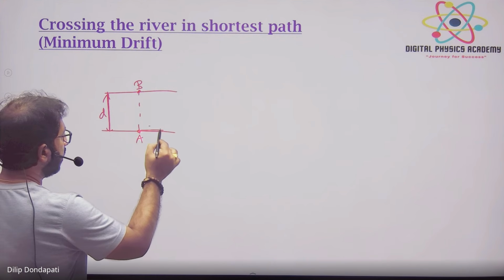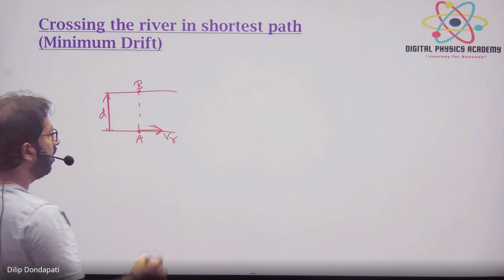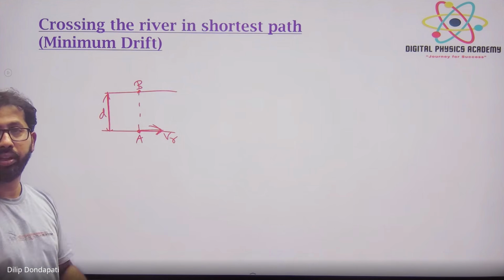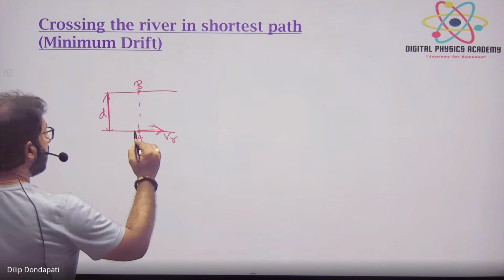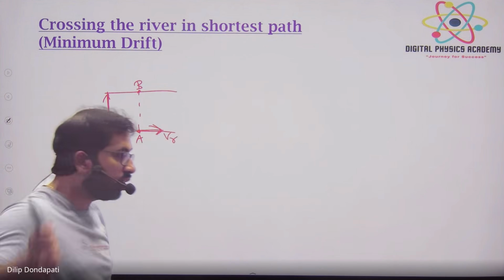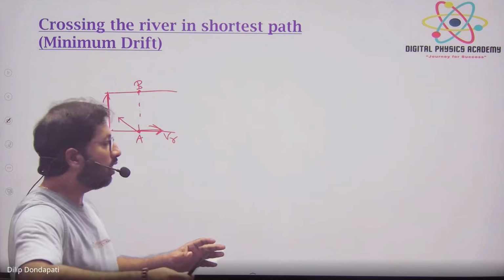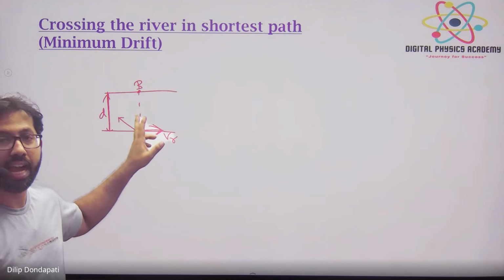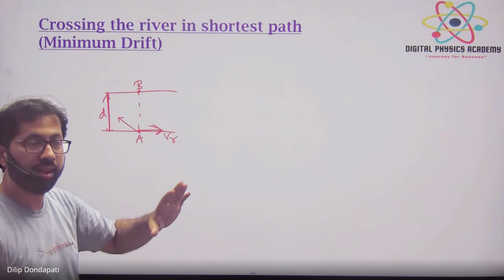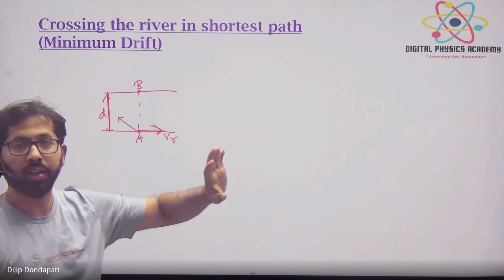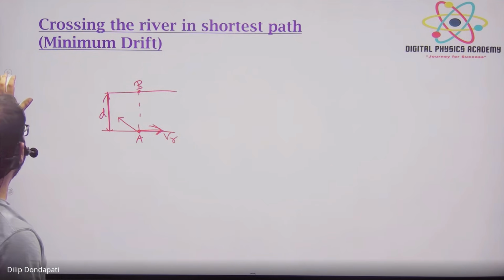Water is flowing in this direction. Tell me which direction he has to swim so that he will reach exactly the point B. Sir, opposite to the flow. That means he has to swim at a certain angle at the start. If he swims straight, he will go with the water and reach somewhere further along. Okay, we are trying to find the angle at which he has to go so that he will reach exactly in the opposite direction. Okay, so actually what is that meaning?